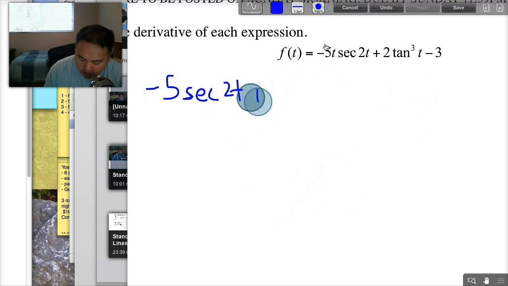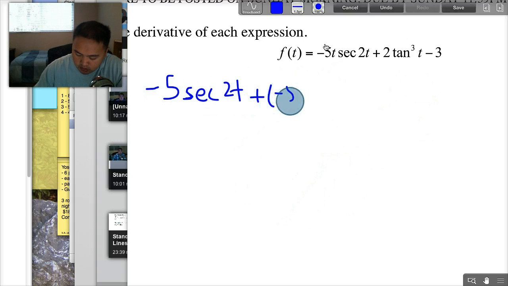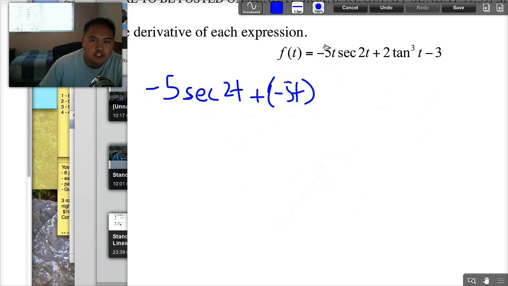Plus, since this is product rule, I'll leave the first one alone times the derivative of the second one. The second one, you may notice, says secant 2t. I got a trig function, and it's also a chain rule. I have a 2t inside of secant. So now I'm going to have to apply the chain rule.